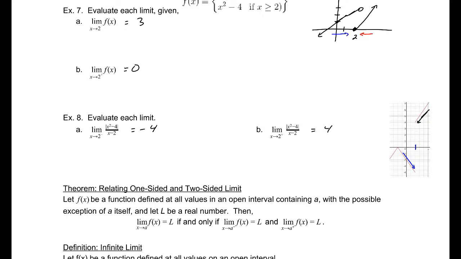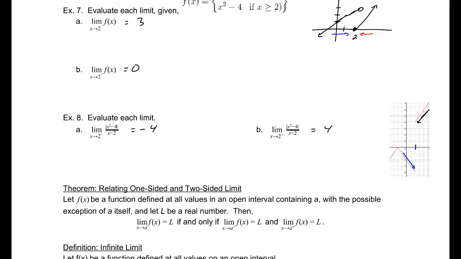Let f of x be a function defined at all values in an open interval containing a, with the possible exception of a itself. Remember, we're only interested in getting close to it. We don't necessarily care what happens at the point yet. And let L be a real number. Then the limit as x approaches a of f of x equals L if and only if the limit from the left of f of x equals L and the limit from the right of f of x equals L. If the two limits are the same, I'll say that again, we can say that the limit overall exists.